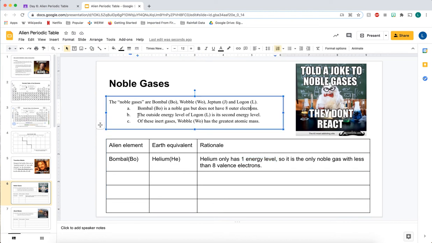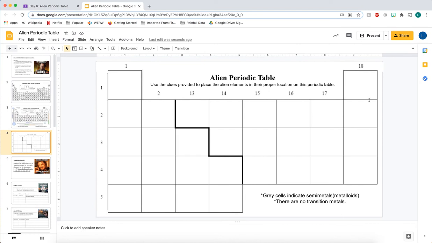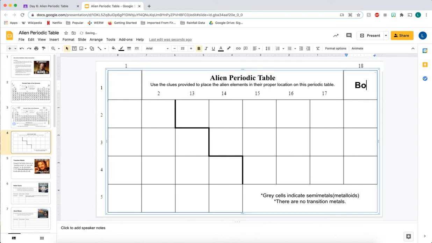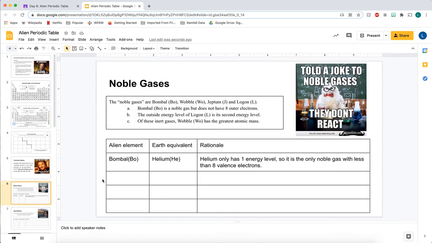If I continue on, I'm going to go back to my table real quick, and I'm going to place BO where helium should be. Group 18, top row. Go back to my clues here.